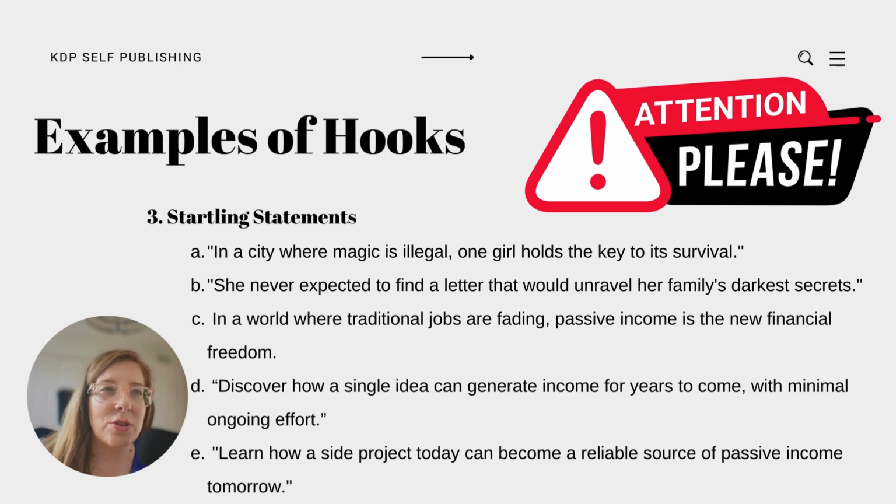So these startling statements are very strong statements that just elevate what is to come in the reading experience.